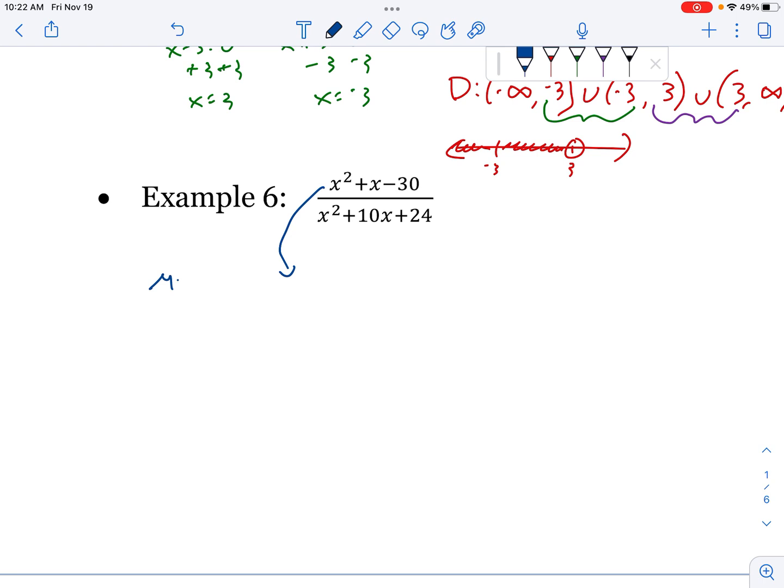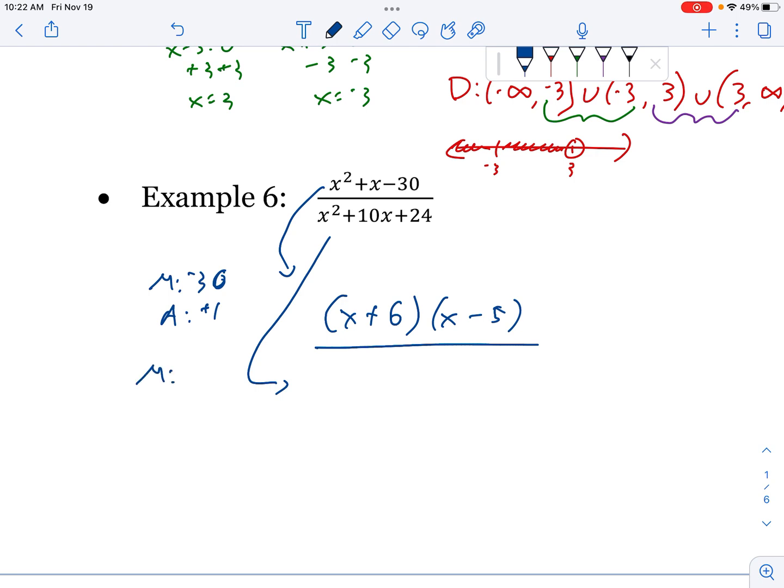Taking the top two numbers that multiply to negative 30 and add to positive 1: 6 and negative 5. And then on the bottom, two numbers that multiply to 24 and add to 10. Both positive, so I know that that is an x plus 6 and an x plus 4. It's not a 12 and 2 because I have to get a positive 24 and a positive 10. So 12 and 2 would give me a negative 24. It wouldn't work because one would be plus, one would be minus. So, right, and that's what we need.